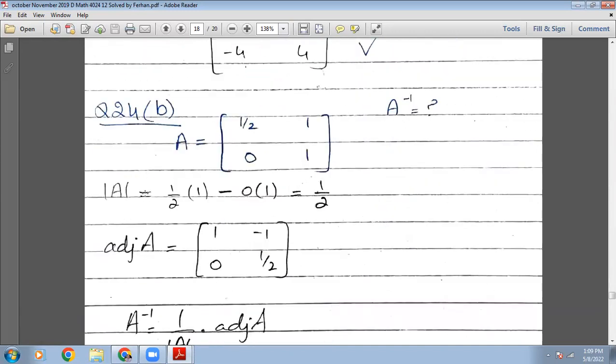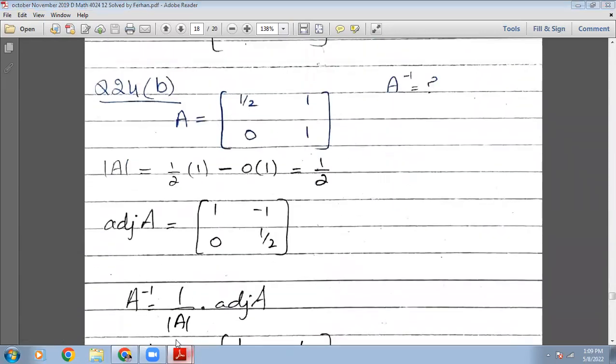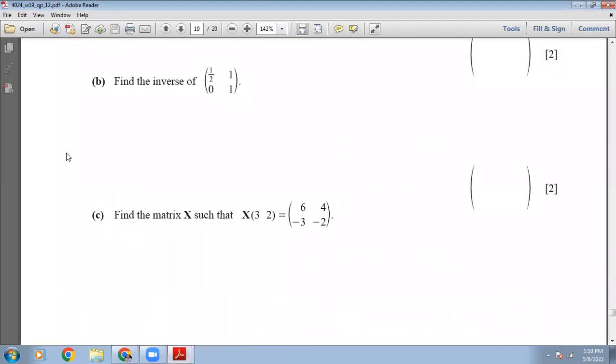Okay, so we are going to the next question. The next question coming up on your screen is question number 24, B part. He says, find the inverse of this matrix. So first of all, we have to find out the determinant of this matrix. For that, we multiply these 2 members minus these 2 members. And then we have to find the adjoint of this matrix. In that, we change the position of these 2 and we change the sign of these 2. And this gives me the adjoint.